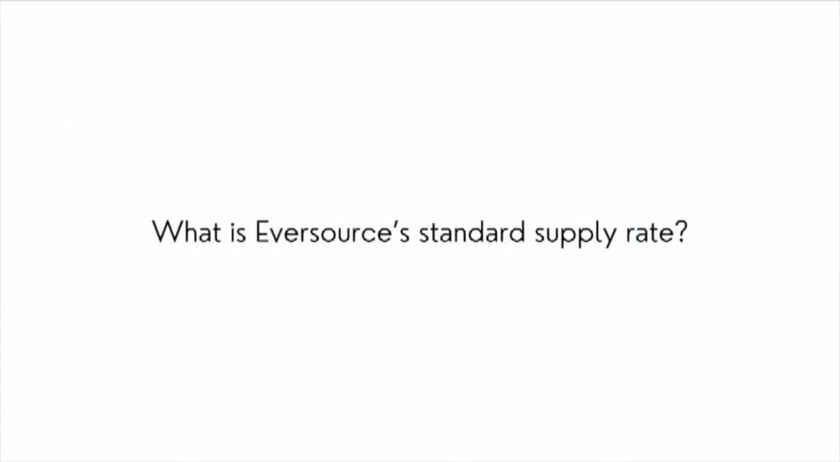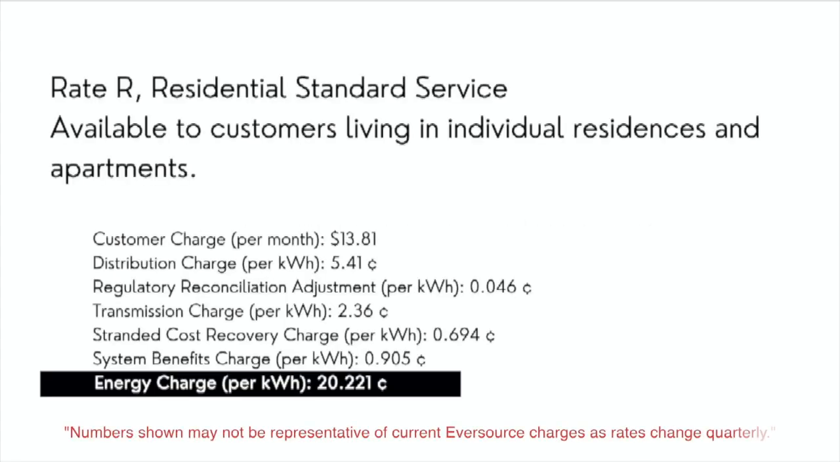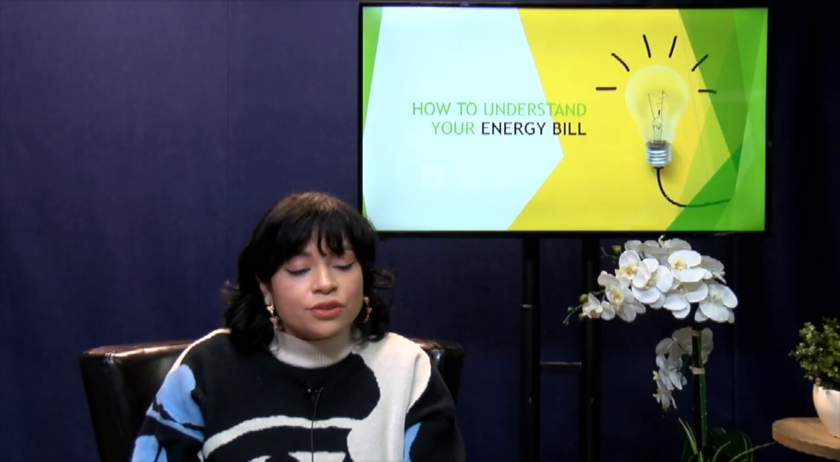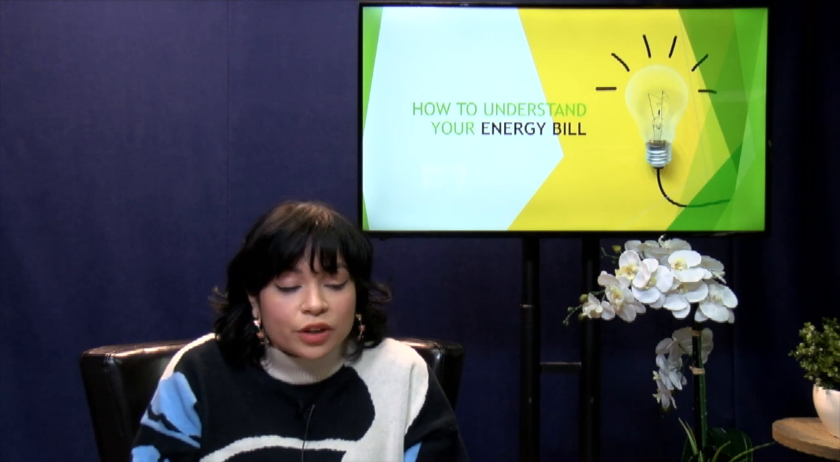What is Eversource's standard supply rate? Now we compare your rate with Eversource's rate. Eversource's current standard residential rates are as follows. As we just saw, Eversource's standard residential rate is roughly 0.20 cents per kWh.